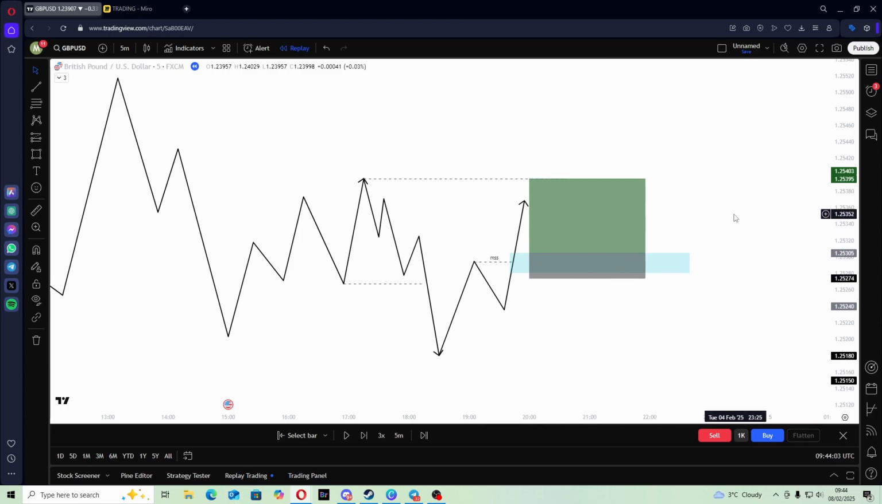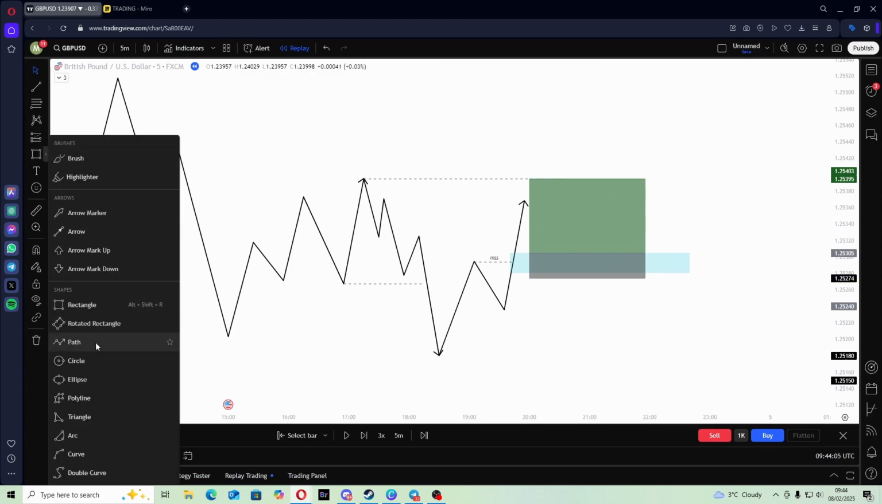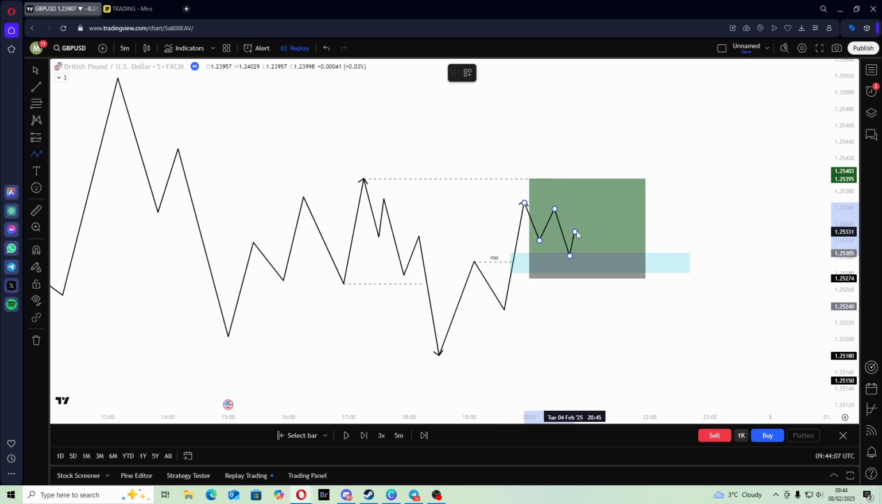So now we've got everything ready. Now you just wait for price to come back down, bounce off the fair value gap, and then smash our take profit. This is exactly how easy it is to trade this strategy. It's so easy and simple. And if you're still not trading this, I don't know what you're doing, and you'll never become profitable.